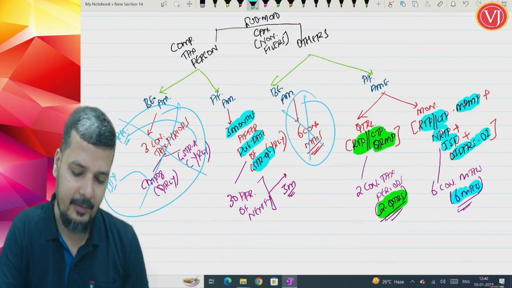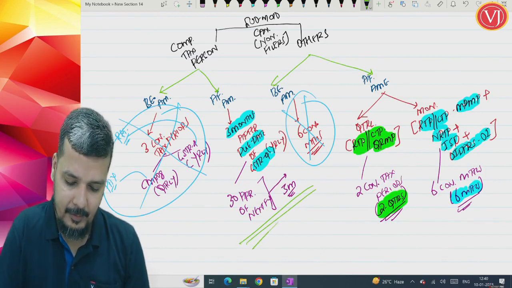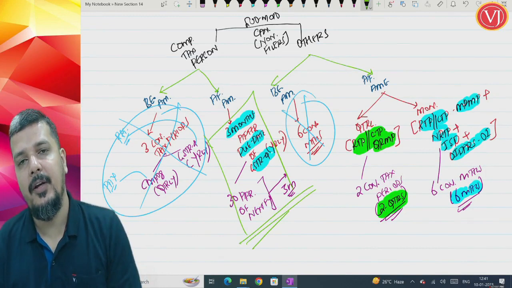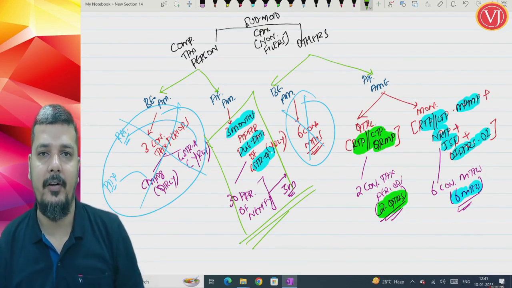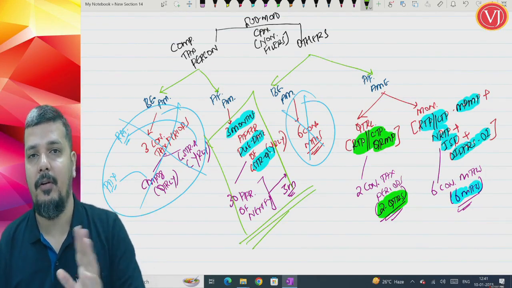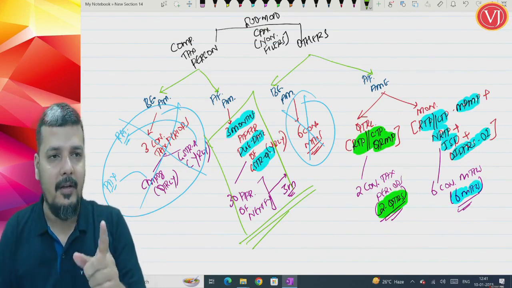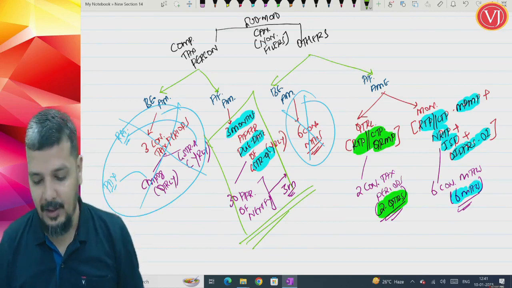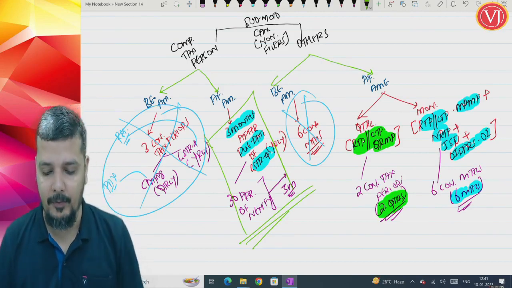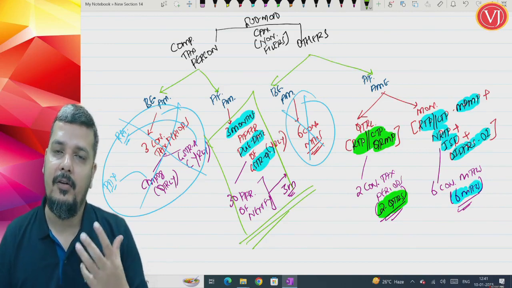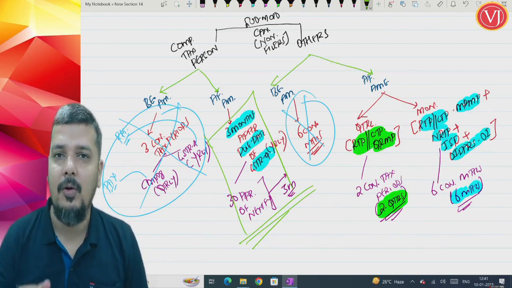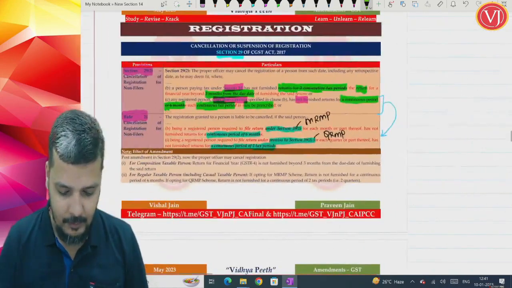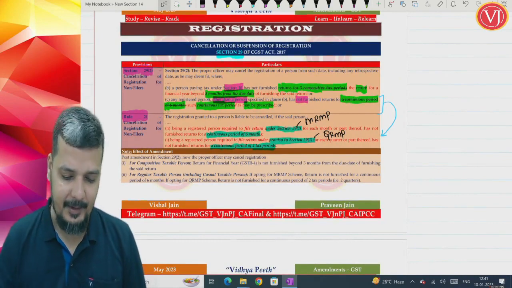So for a composition taxable person, your due date for GSTR 4 has gone. Even after the due date has gone, 3 months have passed by, you have not yet filed your GSTR 4. So it is not about number of returns, only one return, your due date has gone, you have waited for 3 months, you have not filed your return. So suo motu cancellation may be initiated by the proper officer. Others, QRMP scheme, it is 2 quarters, and if it is not QRMP scheme, then it is 6 months. So that is how you need to understand this entire amendment.